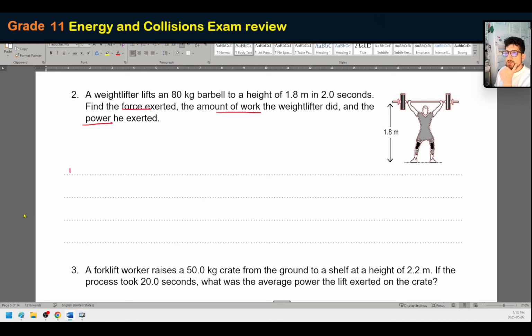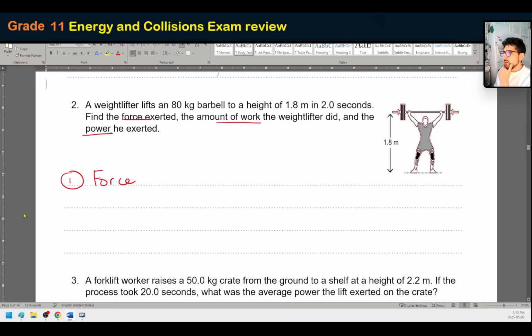Let's start with the force, okay? So the force is going to be in the y direction. So that's going to be the weight force, right? And of course we know that weight force is going to be mass times gravity, which is going to equal 80 multiplied by 9.81. 80 times 9.81 is 784.